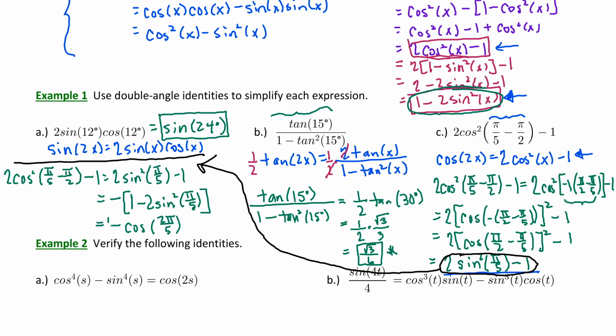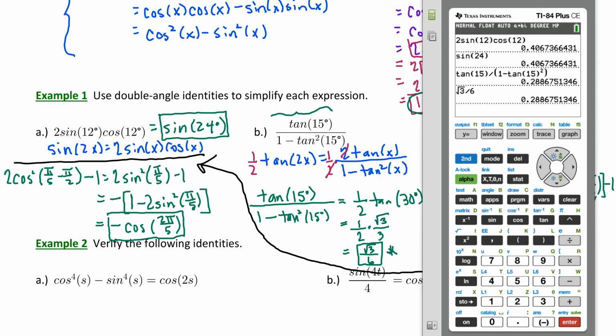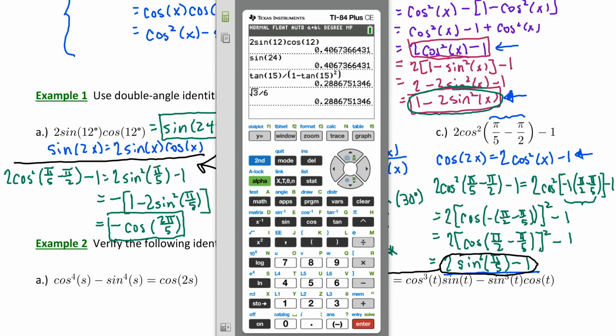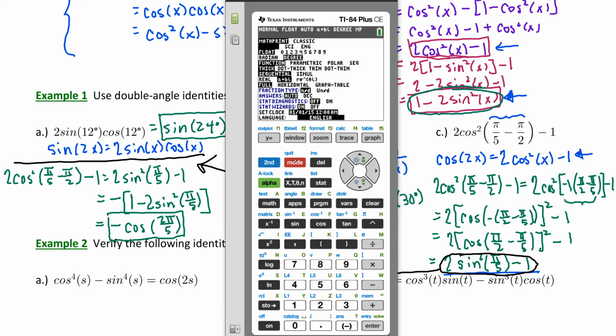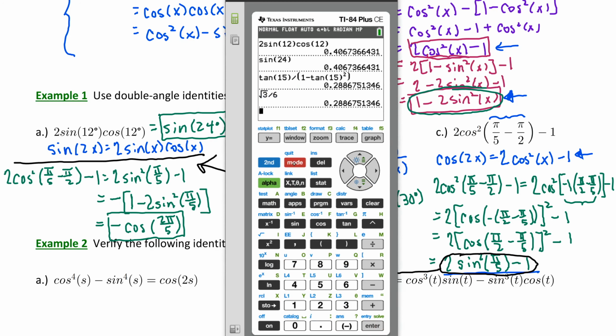Now that was a lot of steps. We used cofunction identities, we used double angle identities, so that one is definitely a good candidate to check. Now this problem happens to be in radians, so let's go ahead and switch back to radian mode. And I'm going to type in the original problem.